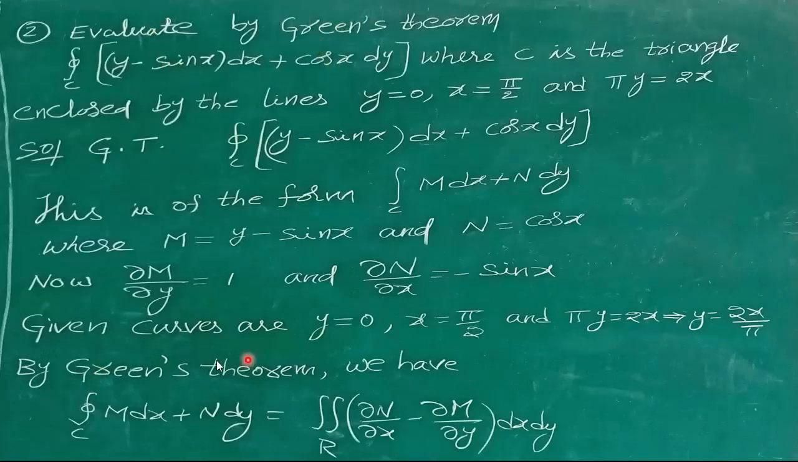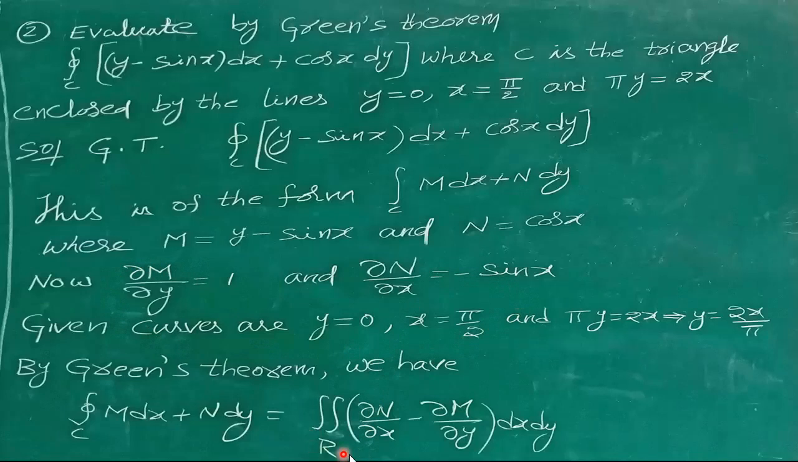So what is Green's theorem? Green's theorem gives the relation between the line integral and the double integral. That is, the integral over C of M dx plus N dy is equal to the double integral over R of (dou N by dou x minus dou M by dou y) dx dy. To evaluate the line integral value, I can evaluate the double integral value. So first I evaluate the double integral, for which we require dou N by dou x and dou M by dou y values. Already we have found those, right?